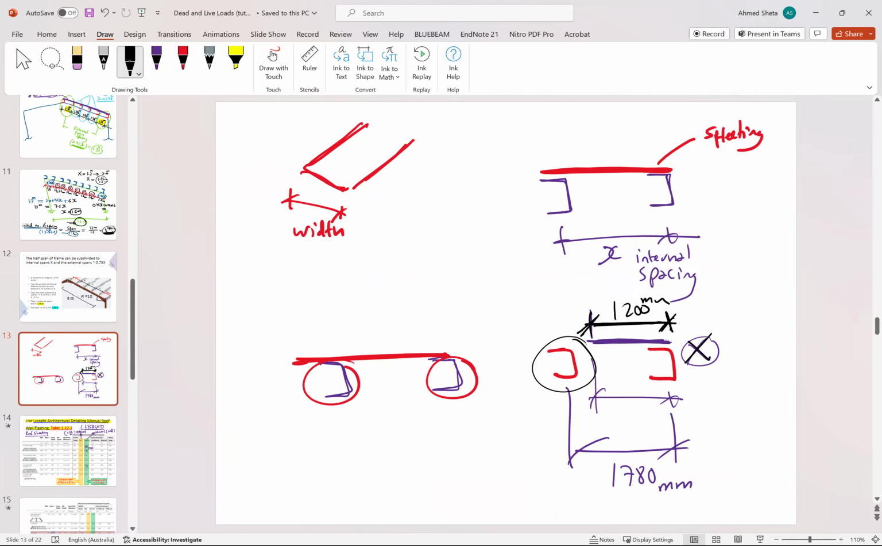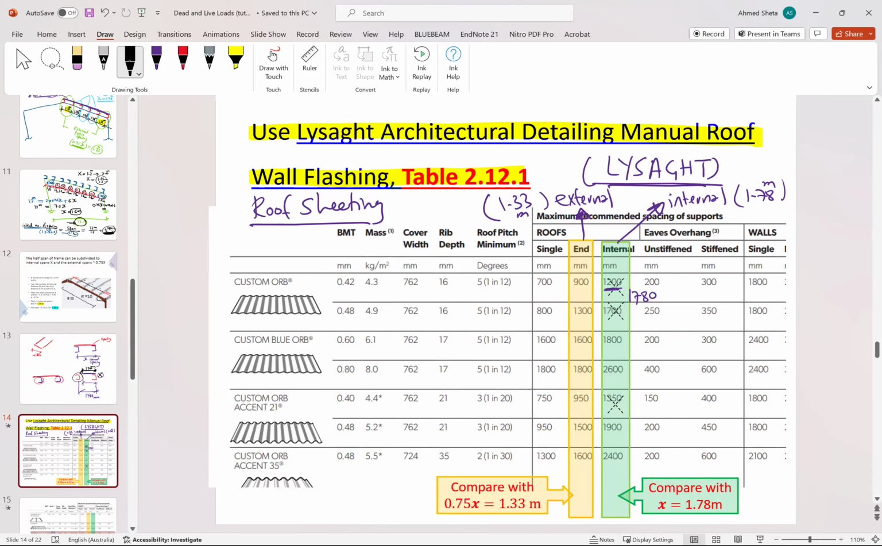So this doesn't work. When we go to the table, we are looking for internal spacing and external spacing larger than what we have. Otherwise it will not fit with our Berlin spacing. If we look at the first one, 1200 is less than our Berlin spacing. 1700 is still less than our Berlin spacing. 1800 is okay. 1600 compared to 1330, so okay. 2600 is okay. This one is 1350, so it doesn't fit. This one is 1900, it's okay. This one is 2400, it's okay.